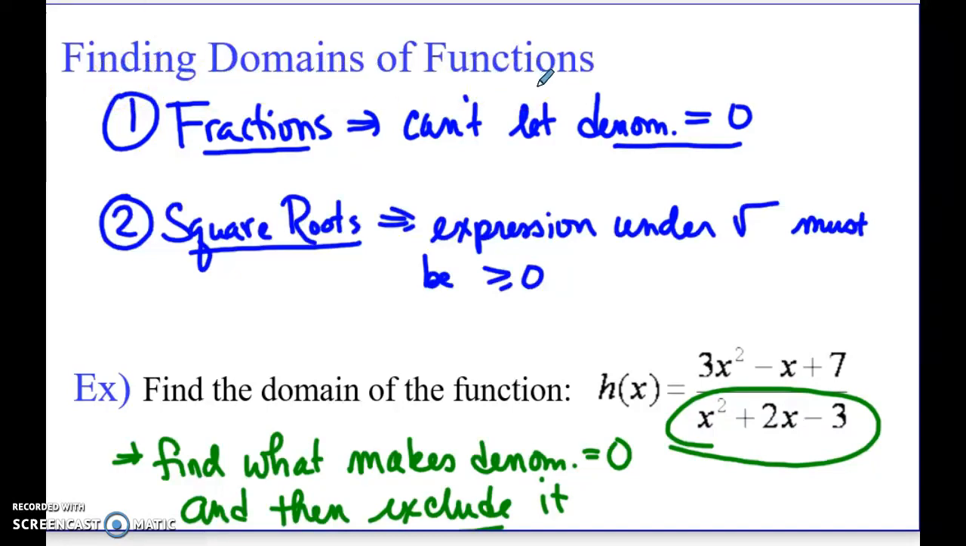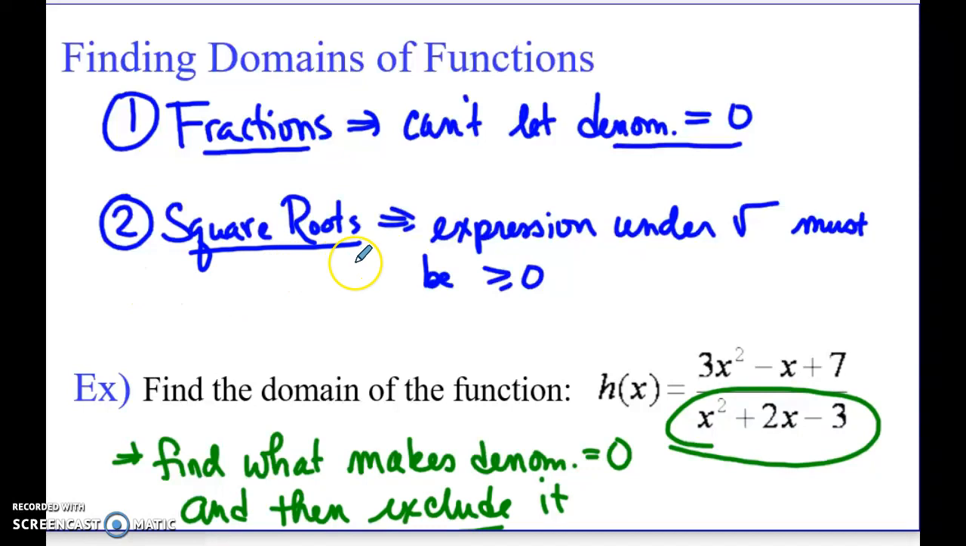If I'm looking for the domain of a function, there's really at this point only two things that I'm concerned about. The first is when I have fractions, I cannot let the denominator equal 0. So I have to exclude any x that would cause my denominator value to end up being a 0. And the reason for that is that a fraction is just another way of writing a division problem, and I cannot divide by 0. That's undefined.